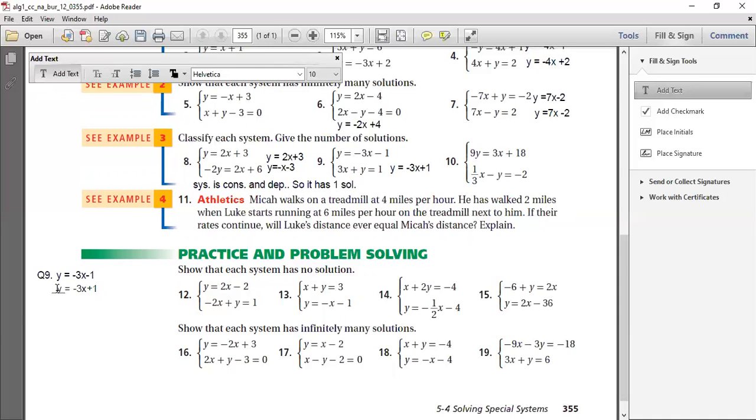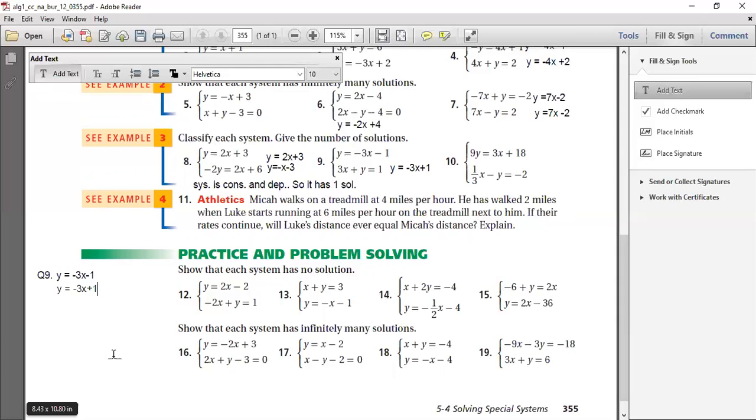Okay. Now, what's the problem here? The problem here is that the slopes are the same. What does it mean if the slopes are the same? What did we learn from before? The slopes are the same means they are parallel lines, right?